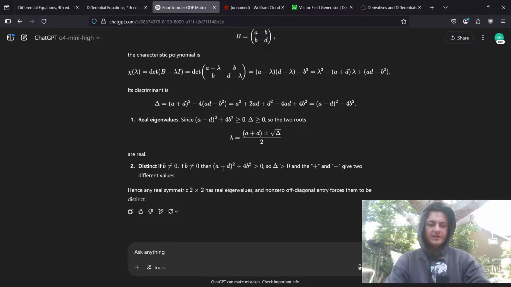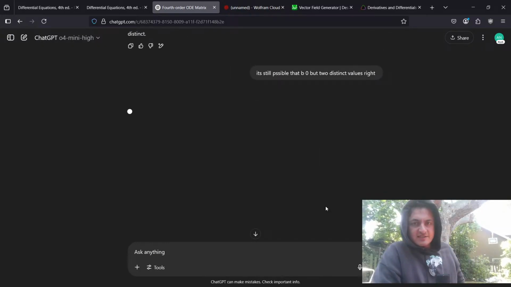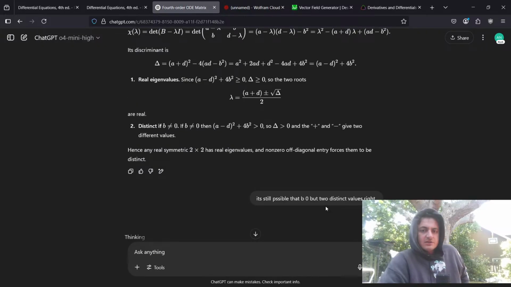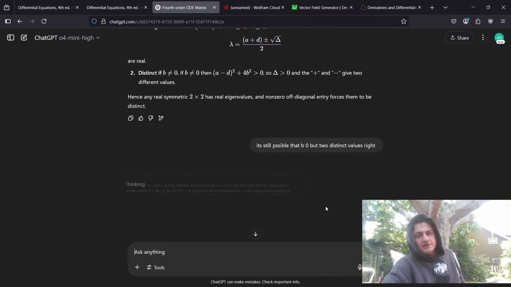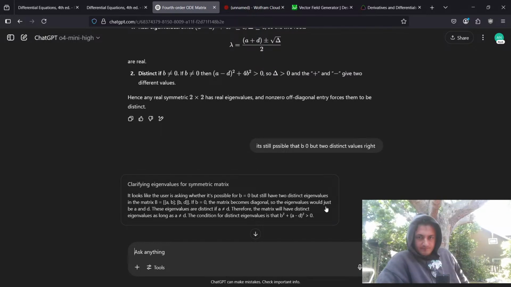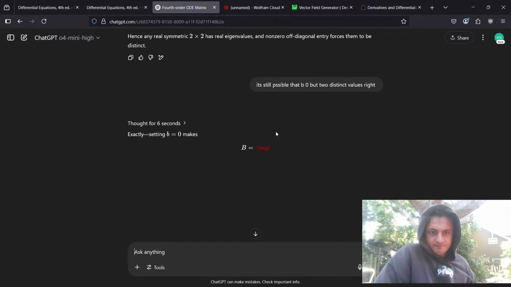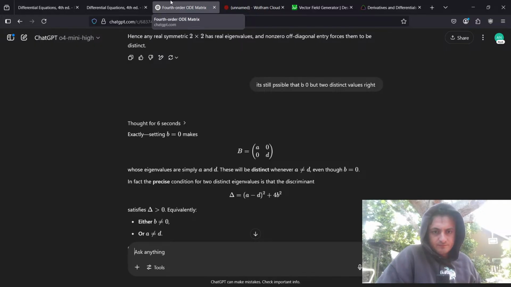Oh, okay, fine, but it's still possible that B is 0, but 2 distinct values, right? That's just in the case that A minus D squared is non-zero. Okay, cool. Yeah. All right, nice.